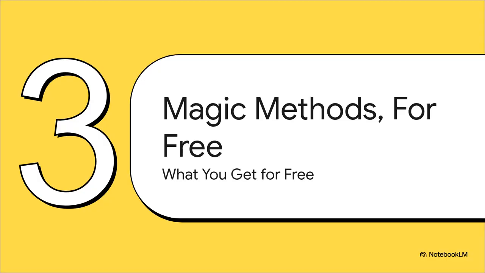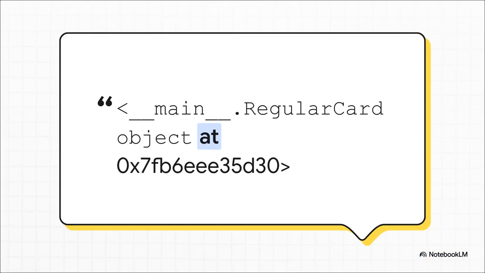Okay, so what exactly does that decorator do behind the scenes? What are these so-called magic methods that you're getting completely for free? Well, let's start with what you don't want. If you make an instance of our old regular card class and you try to print it, you get this, a memory address. I mean, what even is that? It tells you absolutely nothing about the card. Is it the ace of spades? The queen of hearts? Who knows?